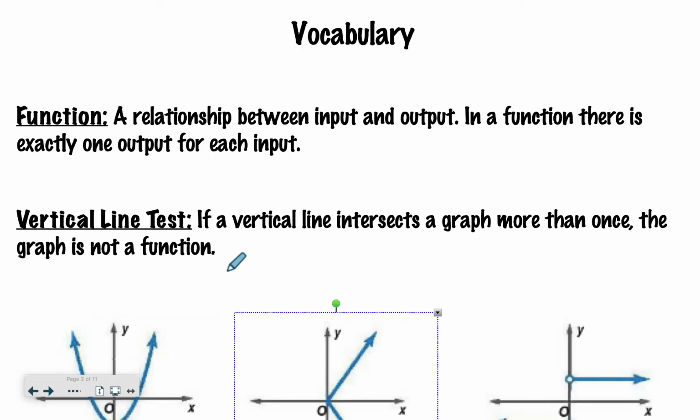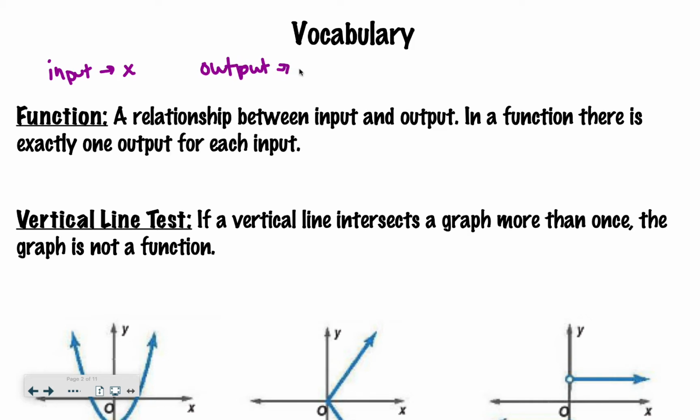Okay, so let's talk about some vocab first. We are talking about a function. First of all, that's the name of the section. So a function is a relationship between input and output. In a function, there is exactly one output for each input. Just so you guys know, input refers to an x value. Output refers to what we usually call y values, okay?